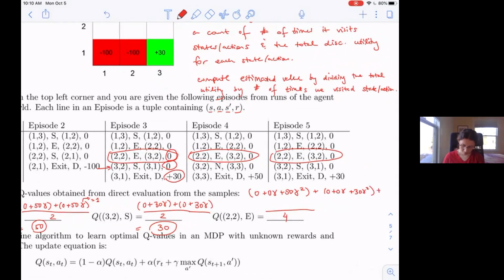Episode 4, we're going to have 0 plus 50 gamma squared. Sorry, technically this is 0 gamma here. And then the last scenario is going to be 0 plus 0 gamma plus 30 gamma squared, all divided by 4. Again, turns out we're in a really nice scenario here. All of our gammas are equal to 1. And so this ends up just being 50 plus 30 plus 50 plus 30 divided by 4, which equals 40.